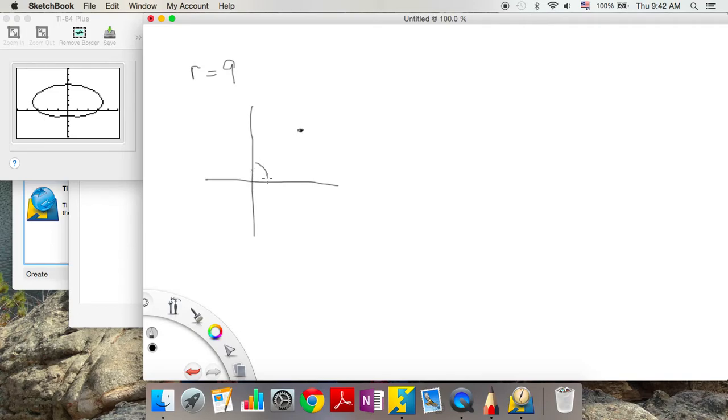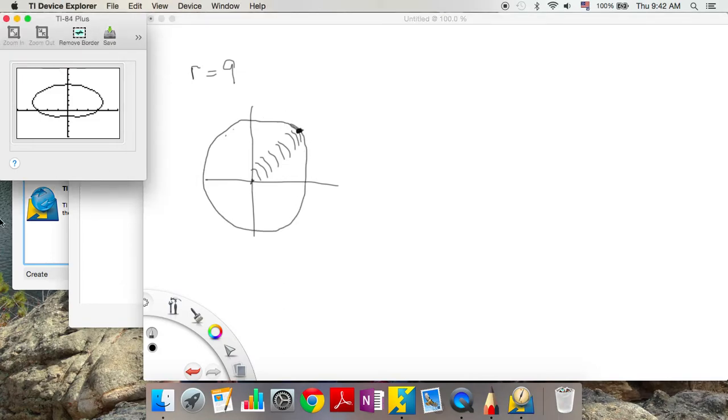So if we have 1, 2, 3, 4, 5, 6, 7, 8, 9, we get 9 units. But because it's just r equals 9, every time it's 9 units there and 9 here and here and here and here until it makes a circle. So if we look at our calculator, we can type in the equation and then do a standard window to start with.